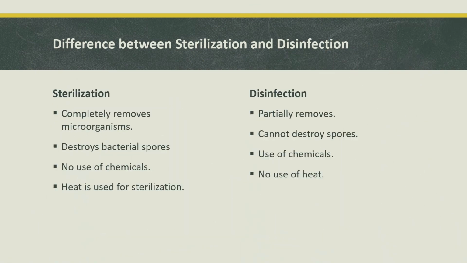Now the differences between sterilization and disinfection. Sterilization completely removes microorganisms. Disinfection partially removes. In sterilization, it destroys bacterial spores, whereas in disinfection, it cannot destroy spores. No use of chemicals. Only heat is applied in sterilization, but in disinfection we use chemicals like alcohol. In sterilization, heat is used, and in disinfection, no use of heat.